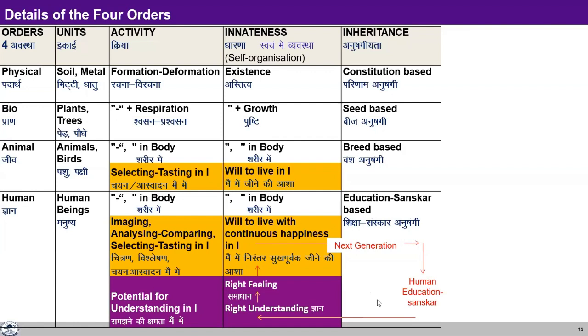So the sanskar is determined by the formal education that we get, the sanskar that we get from the family, or the environment that we have outside. All these develop our sanskar, and that decides our conduct. And this is the process of inheritance.